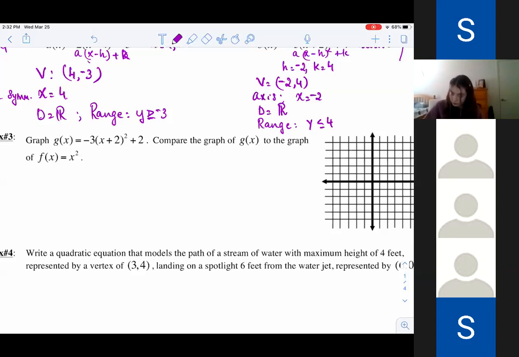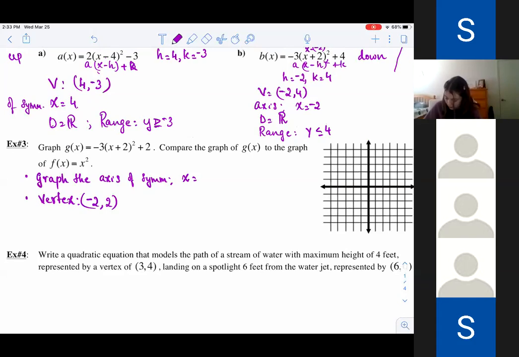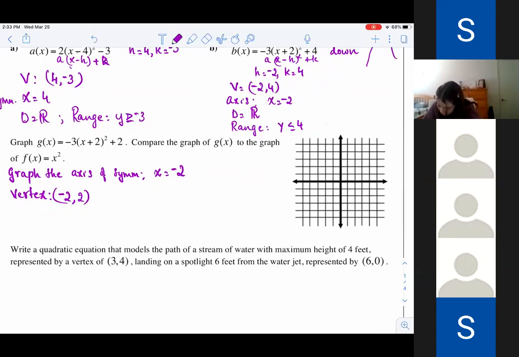All right, so first I want you guys to graph the axis of symmetry. What is the axis of symmetry here? X is equal to, what is the vertex? 2, negative 2. Negative. But it's supposed to be x minus h. You have to flip the sign for h. So the axis of symmetry is going to be x is equal to negative 2. I want you guys to graph it first. Use a dashed line for the axis of symmetry.